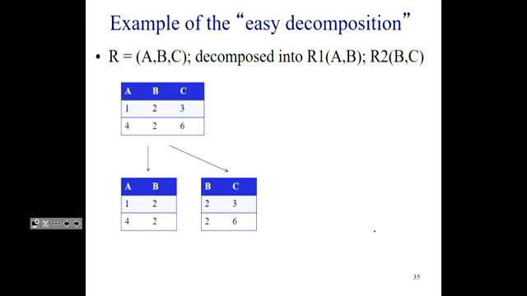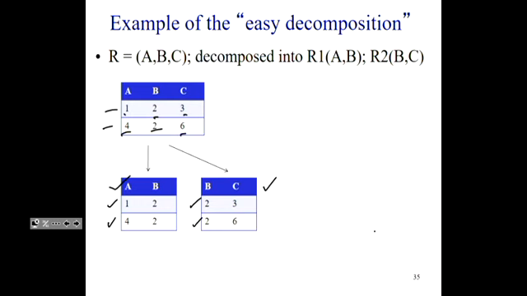Why is that? I have this original relation ABC with two tuples, one with values 1, 2, 3, another with values 4, 2, and 6. I've decomposed it into two relations, one corresponding to AB, one corresponding to BC. The AB relation has tuples 1, 2, and 4, 2, and the BC relation has tuples 2, 3, and 2, 6. How did I get this? Well, I simply did a projection, right? I did a projection, I got this.